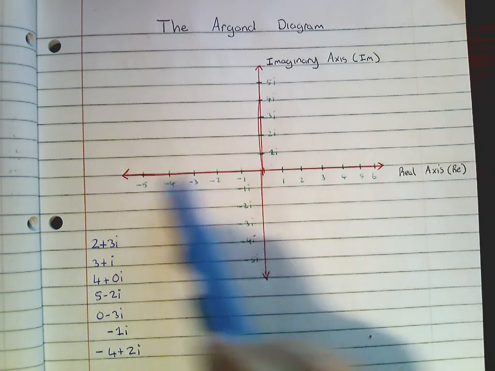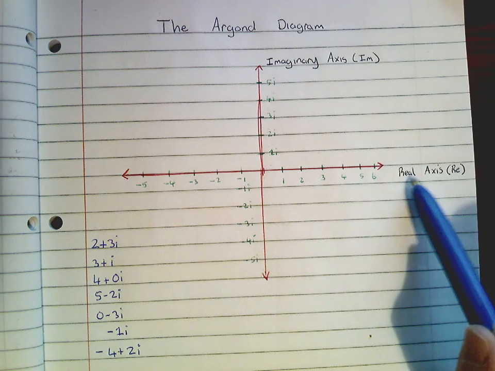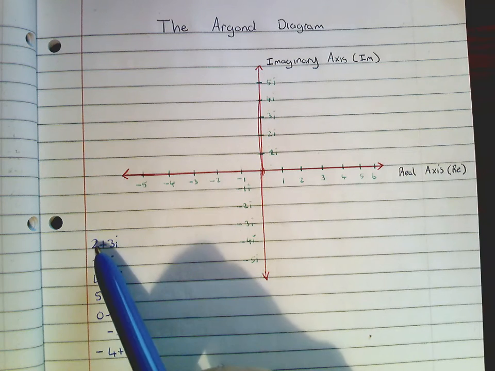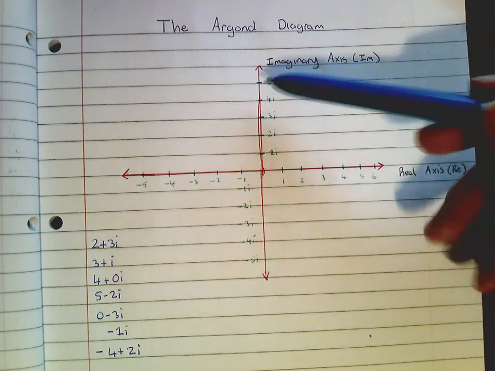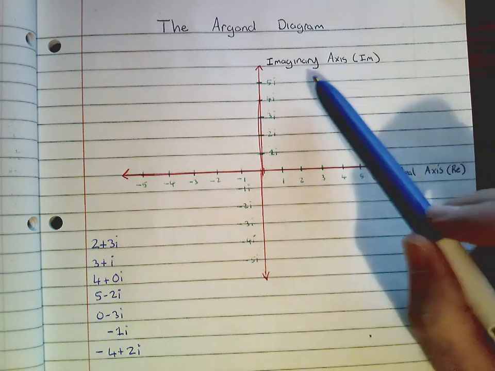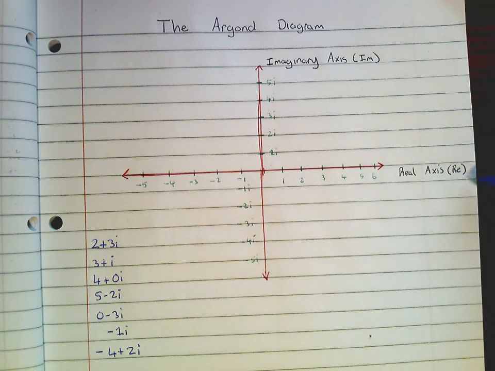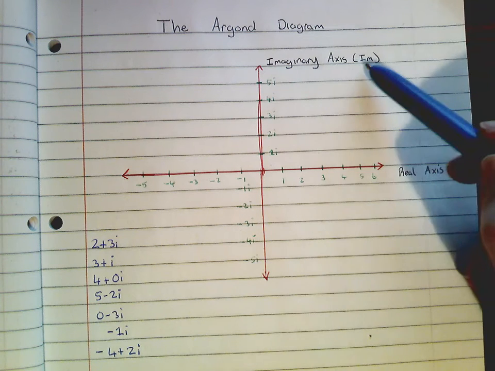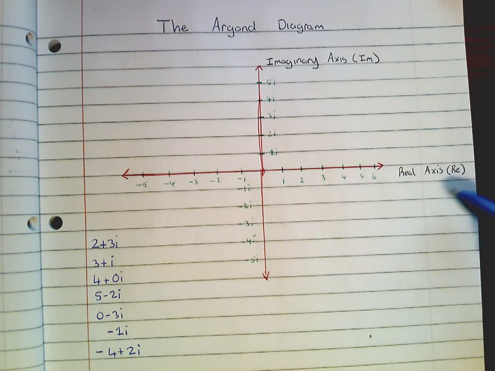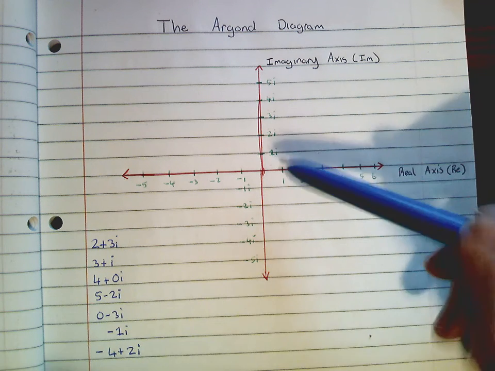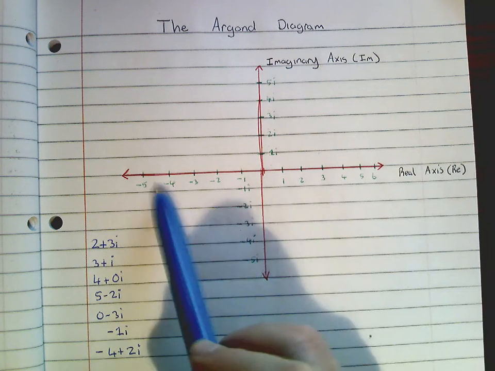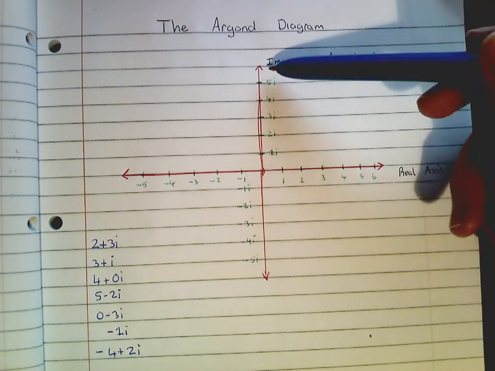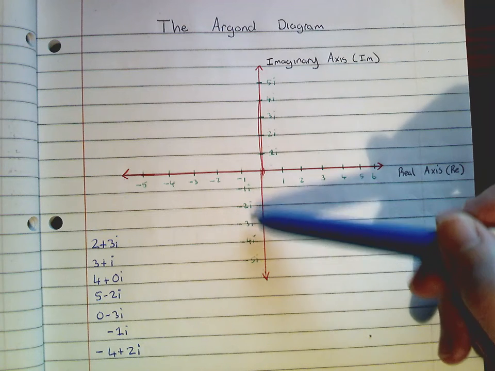The horizontal one, this one here, is called the real axis. That's where we plot the real numbers, or the real part of complex numbers. And this vertical axis is called the imaginary axis. Sometimes you'll see it abbreviated, for example, the imaginary axis will be Im and the real axis will be Re. You'll notice we have our positive real numbers and our negative real numbers, and up here we have our positive imaginary numbers and our negative imaginary numbers as well.